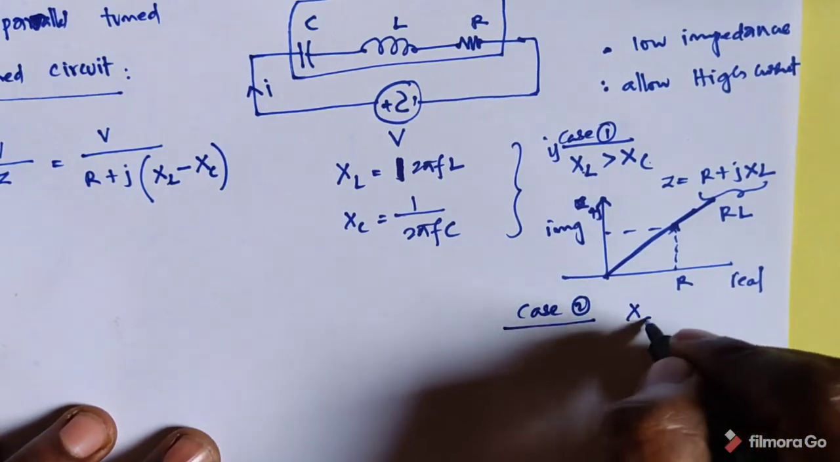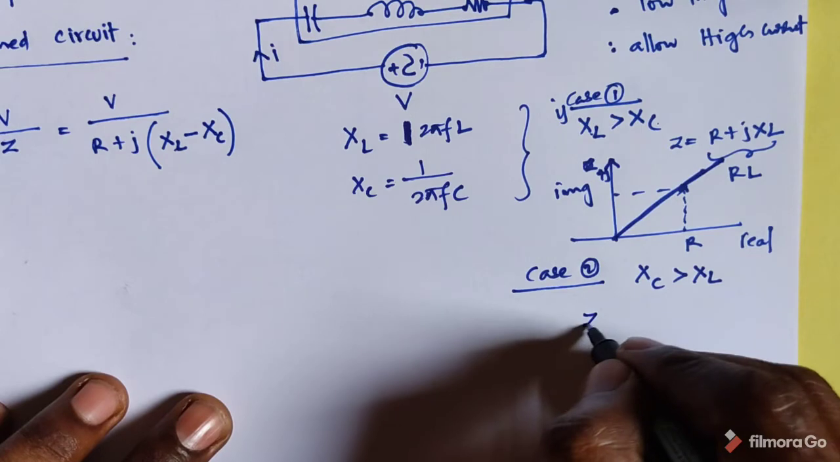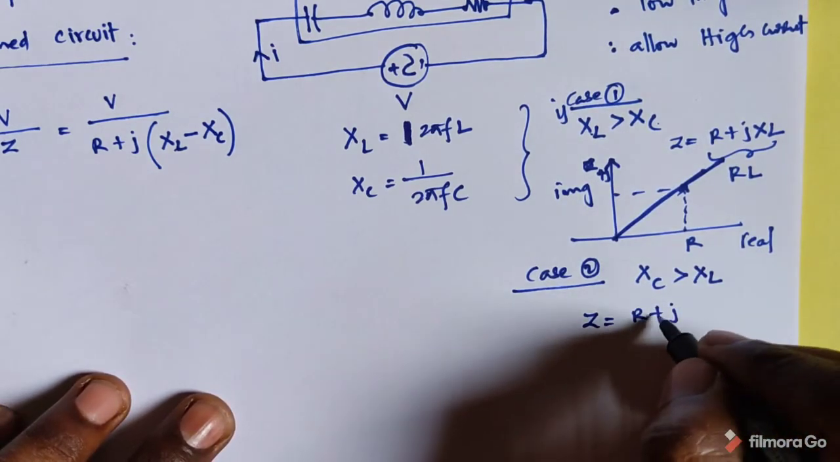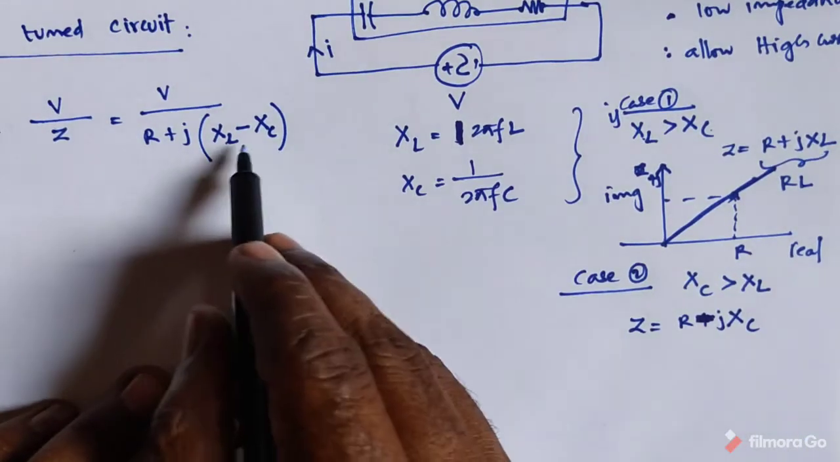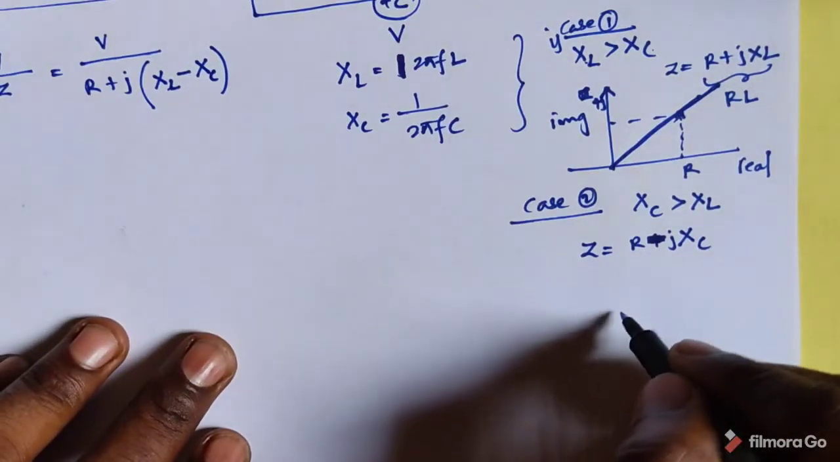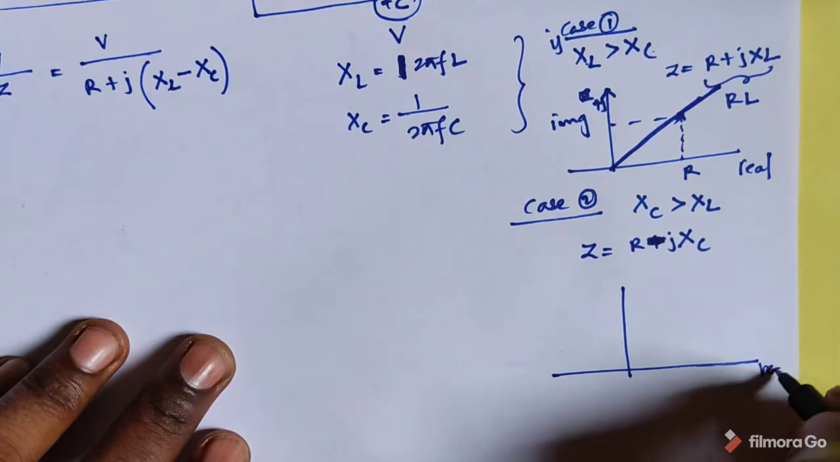Case 2 is XC is greater than XL. At this moment, the total impedance is Z equal to R plus j times minus j XC. Why? Because the XL value is 0, leaving R minus j XC. How can you define this type of expression? This value is a real value.